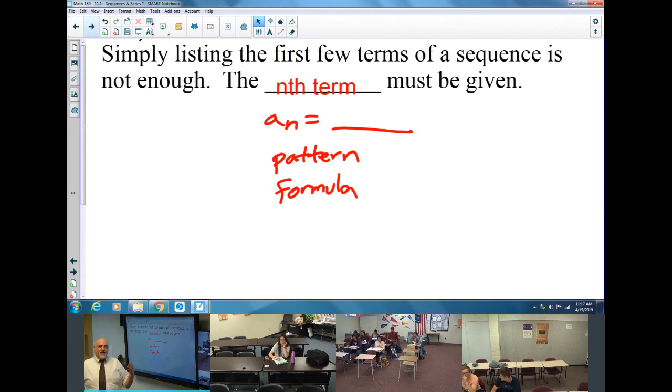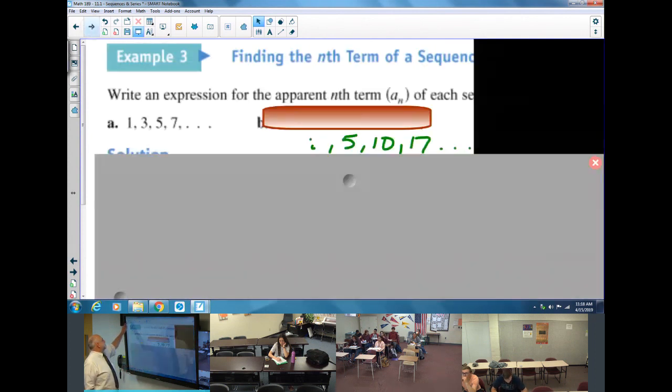Because if I tell you the pattern is 1, 2, 3, what's the next number? Well, you might say 4, and that would be correct. Or if you said 5, maybe the pattern is all of the non-composite numbers: 1, 2, 3, 5, 7, 11. So that's why we need a rule for the nth term, the formula, to help us know specifically what comes next. That's the better way to go.